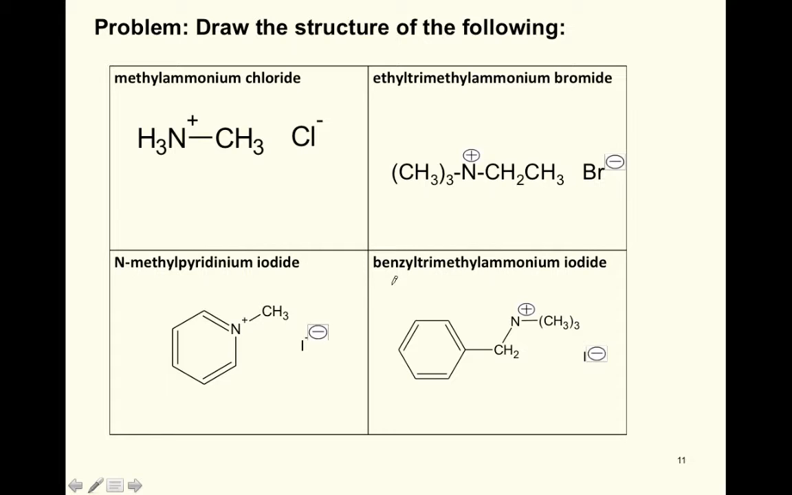Benzyl trimethyl ammonium iodide. Here's our benzyl group. Learn that back in the benzene section. 3 methyl groups, positive charge on nitrogen, negative charge on iodine.